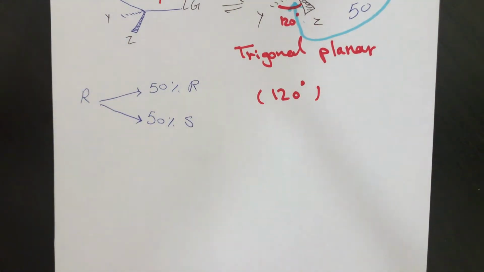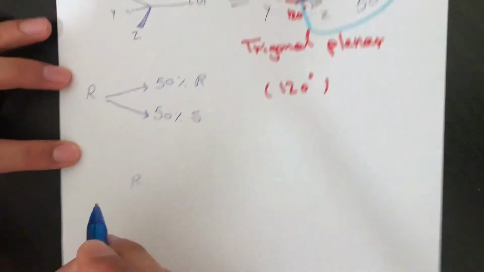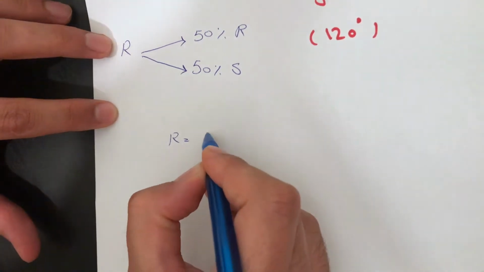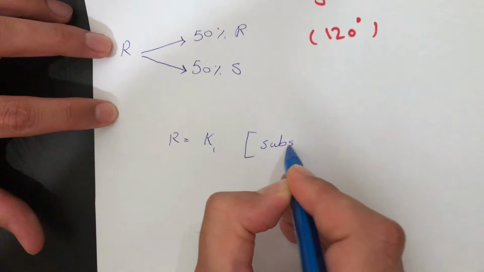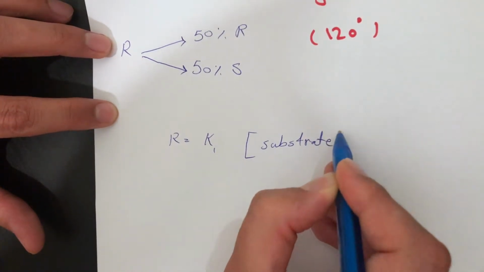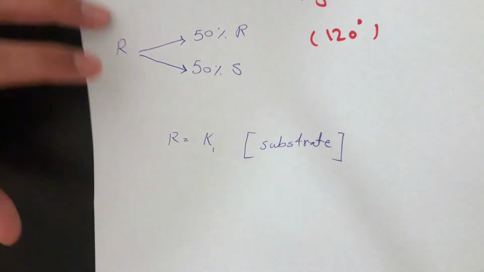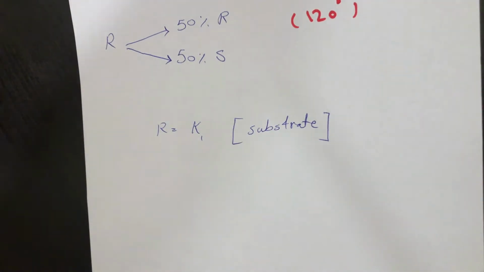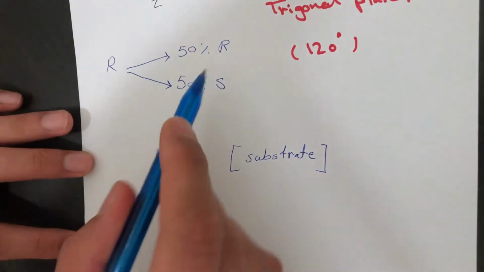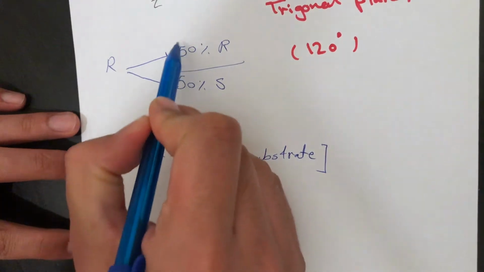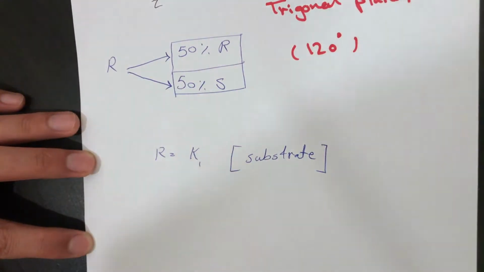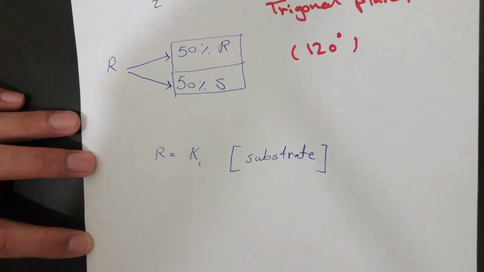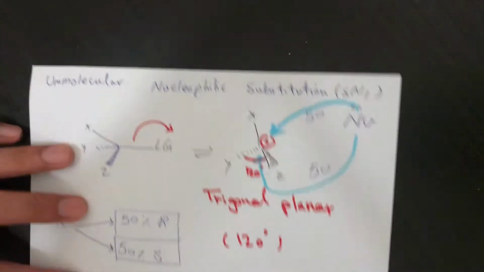Just bear in mind for SN1, the initial rate equals a constant times the substrate. So therefore in the products we always have both R and S. That's the main point of SN1.